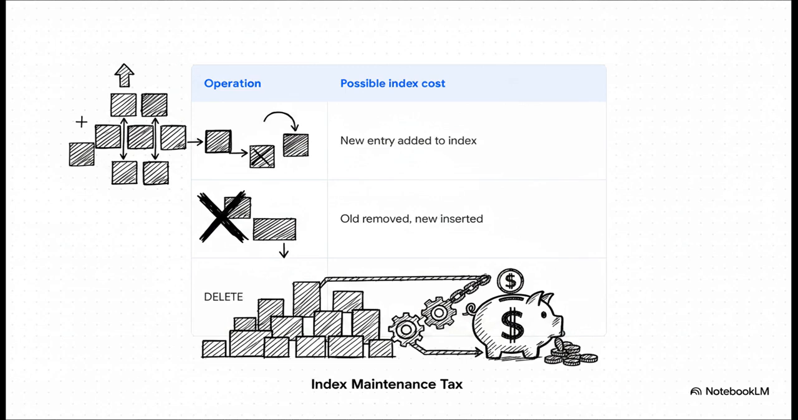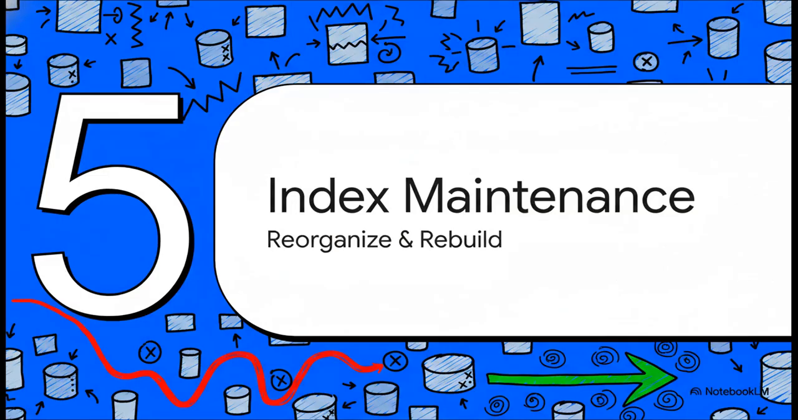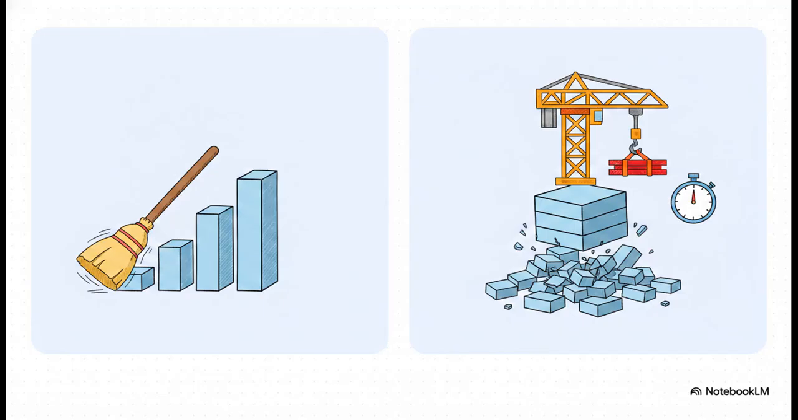The core takeaway here is super simple but crucial. The more indexes a table has, the more maintenance every single data change is going to require. Section 5. Post-modification index maintenance. Because here's the thing. After massive data changes, your index pages get completely scattered and fragmented, which severely reduces your database's efficiency. You basically have two main upkeep strategies to fix this mess.